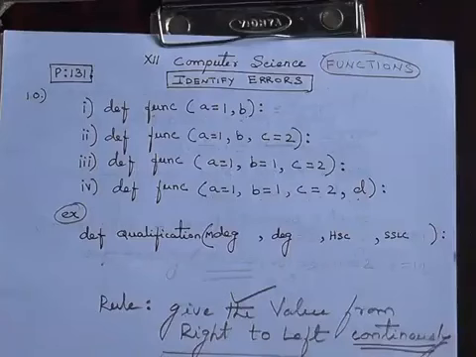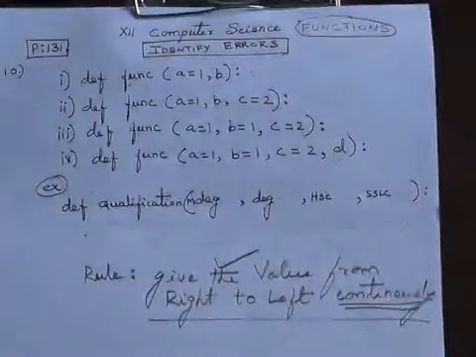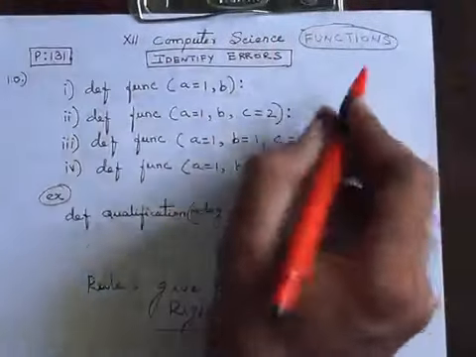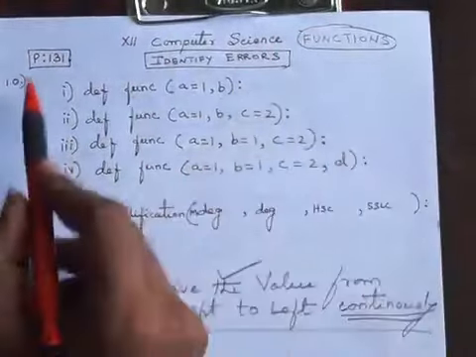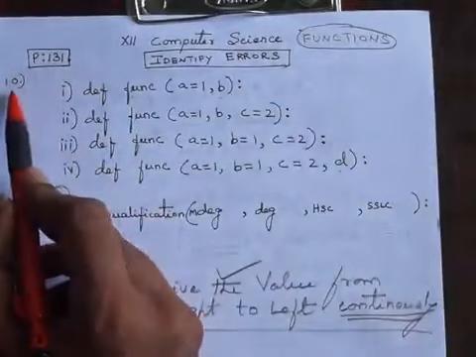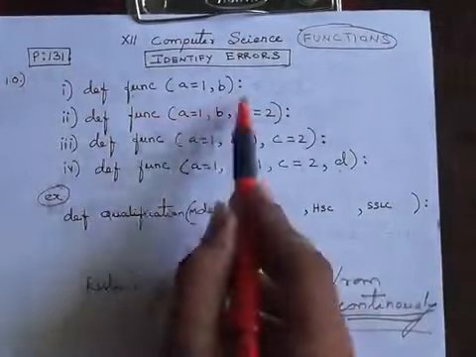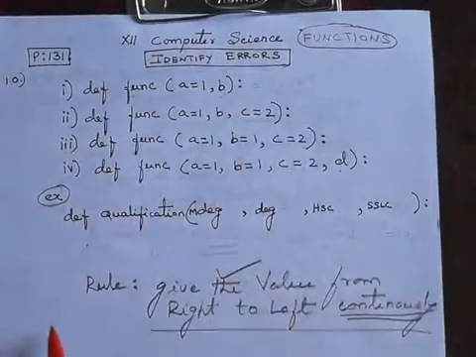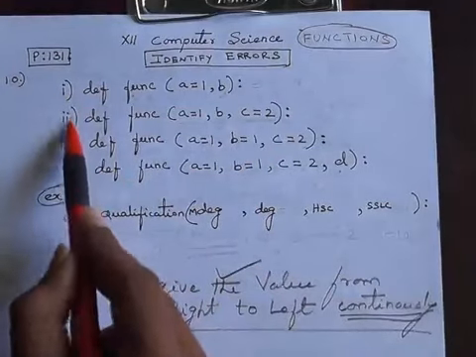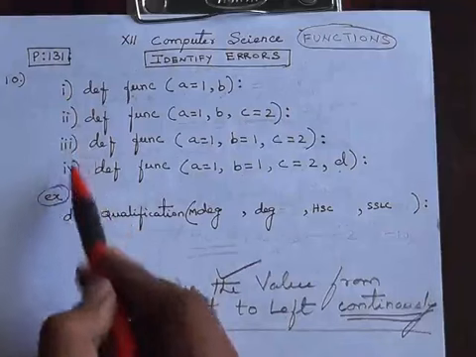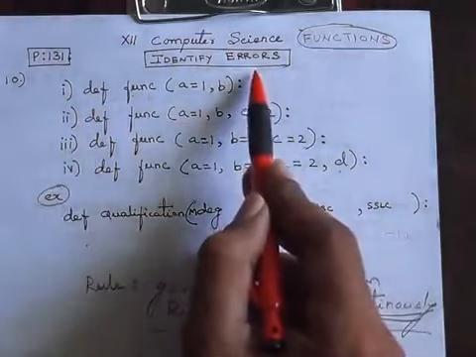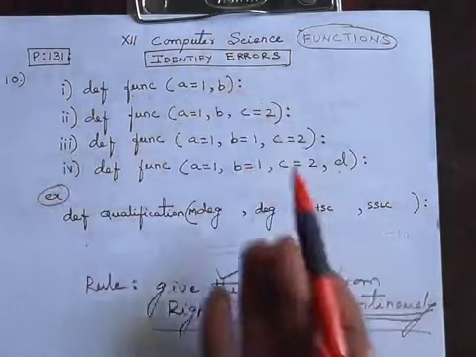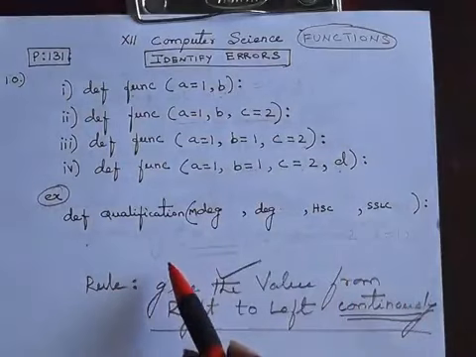So good morning students. This is a computer science class, lesson number 3, functions. Take page number 131, question number 10. So what are these things? These are function headers. There are 4 function headers. Out of these, some have errors. So you have to find out where the error is. Understand?